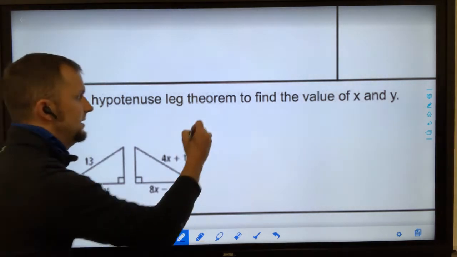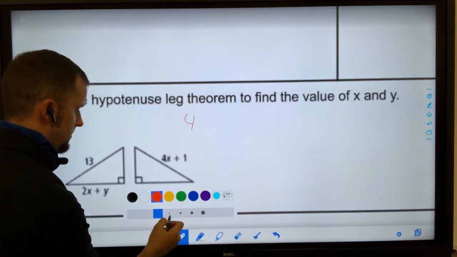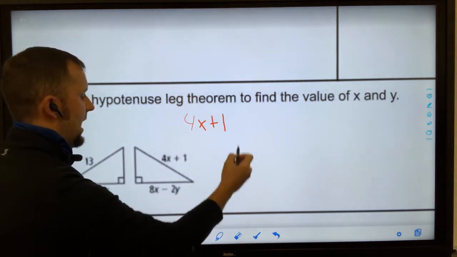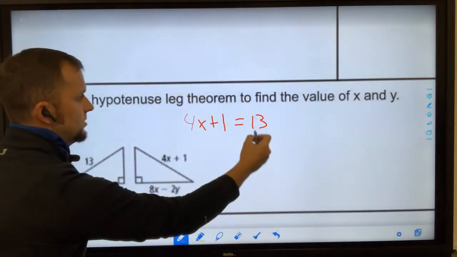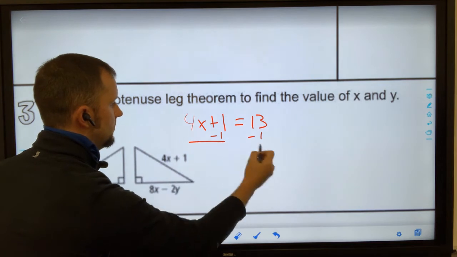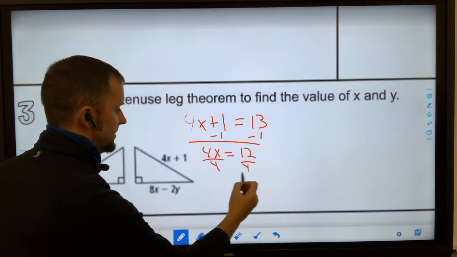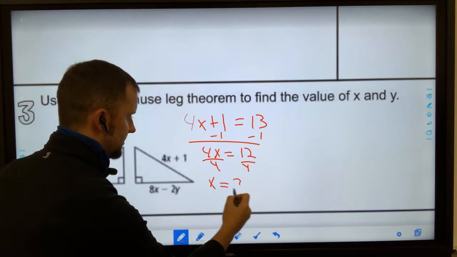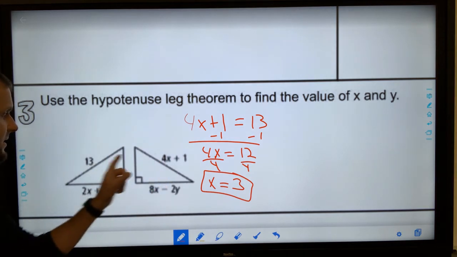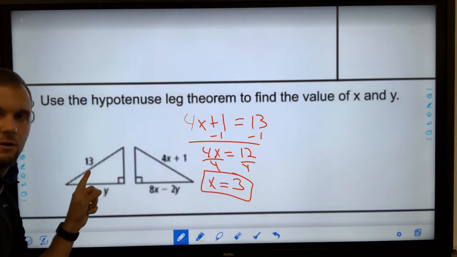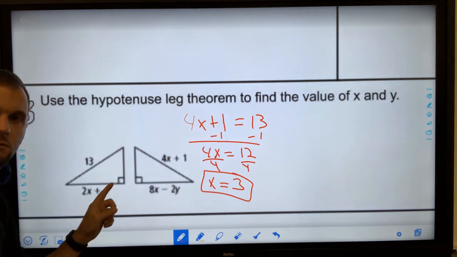So I need to set the hypotenuse, which is 4x plus 1, equal to 13. So right now, I'm going to subtract 1 on both sides, which is going to give me 4x equals 12. And then I'm going to divide by 4 on both sides, which is going to give me x equals 3. So that means the x value is going to be 3 to make these two sides congruent to each other, okay? Because if I did 4 times 3, that would give me 12, plus 1 would give me 13, okay?